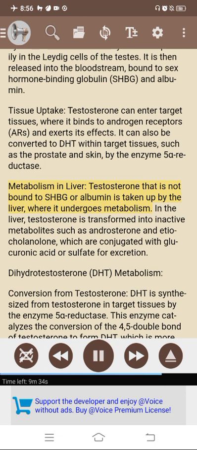it undergoes metabolism. In the liver, testosterone is transformed into inactive metabolites such as androsterone and etiocholanolone, which are conjugated with glucuronic acid or sulfate for excretion.